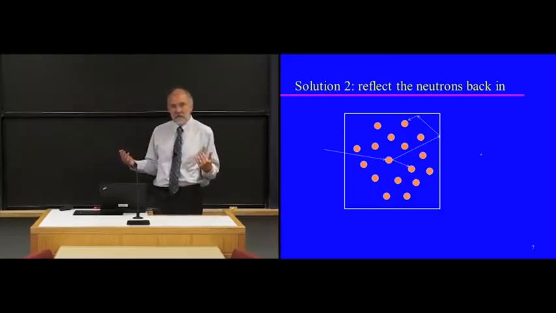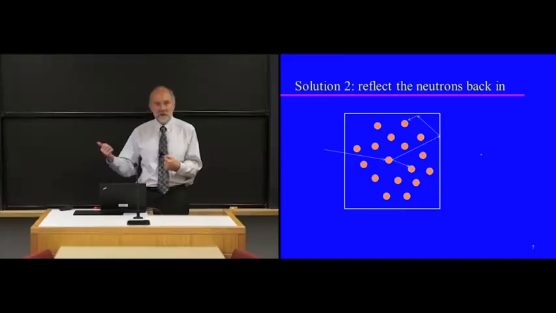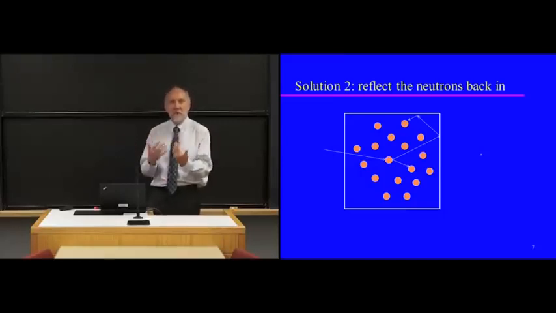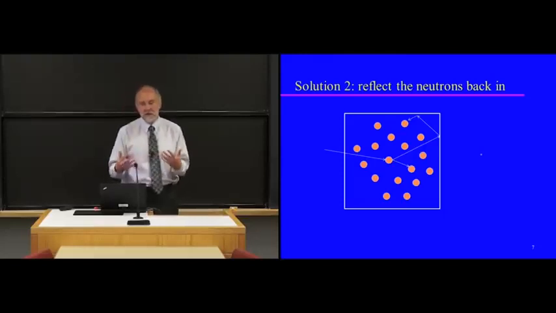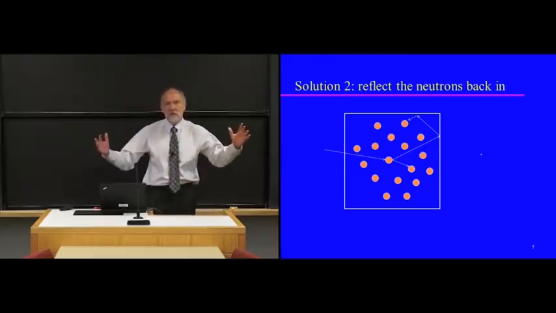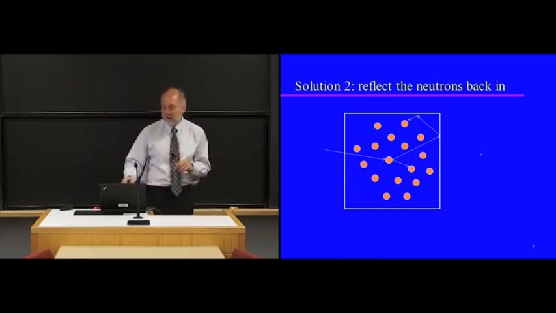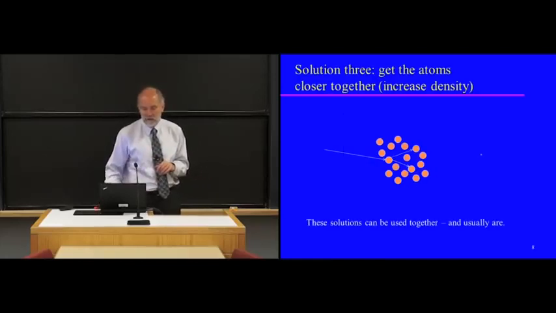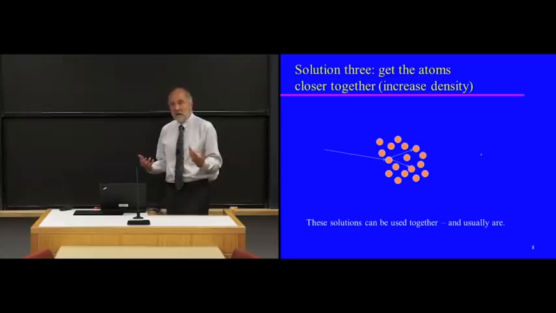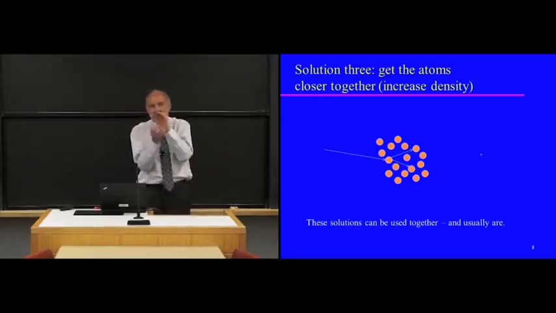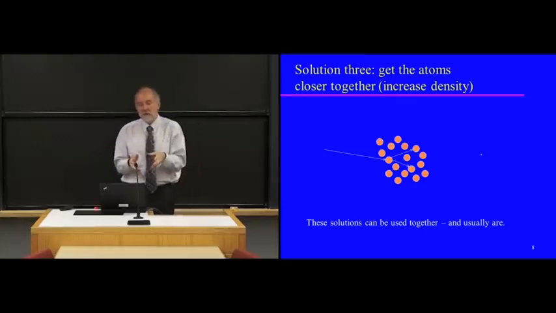Obviously, if fewer of the neutrons go out because they're being reflected back, you need less material before the reaction can be self-sustaining. So you can reduce the amount needed for a critical mass by having a neutron reflector. Another idea is to take this group of atoms and crush it so that it's more dense. Okay? So the atoms are closer together.